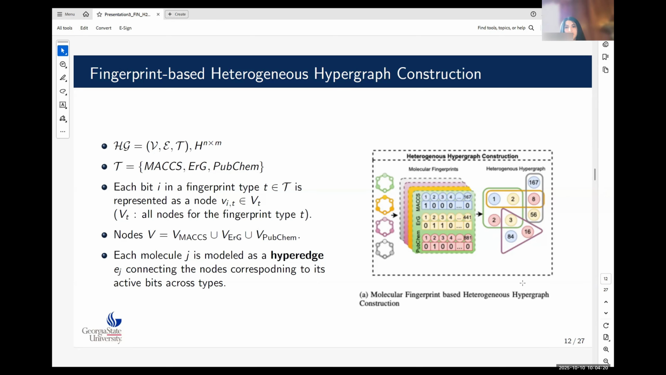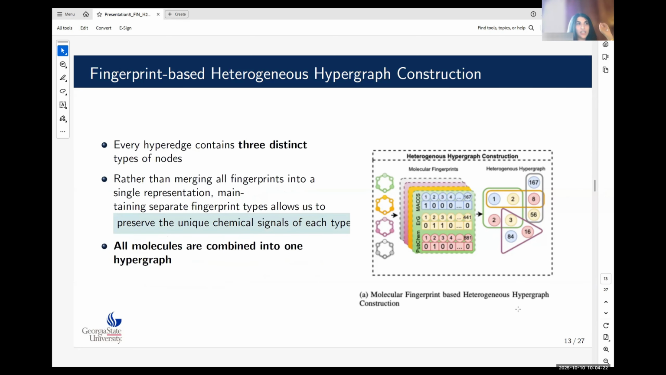With this representation, each molecule will keep the three distinct fingerprint types, so it will keep that information. We're not combining them into one vector like existing models. We're preserving the chemical information of each type. That's an important part, and the fact that we're representing molecules as hyperedges means that we can get the relationship between these molecules.